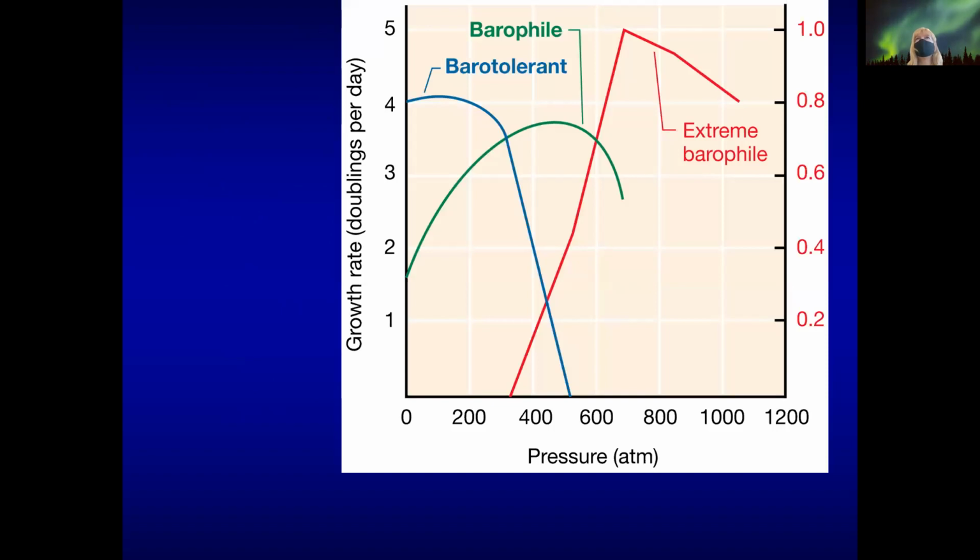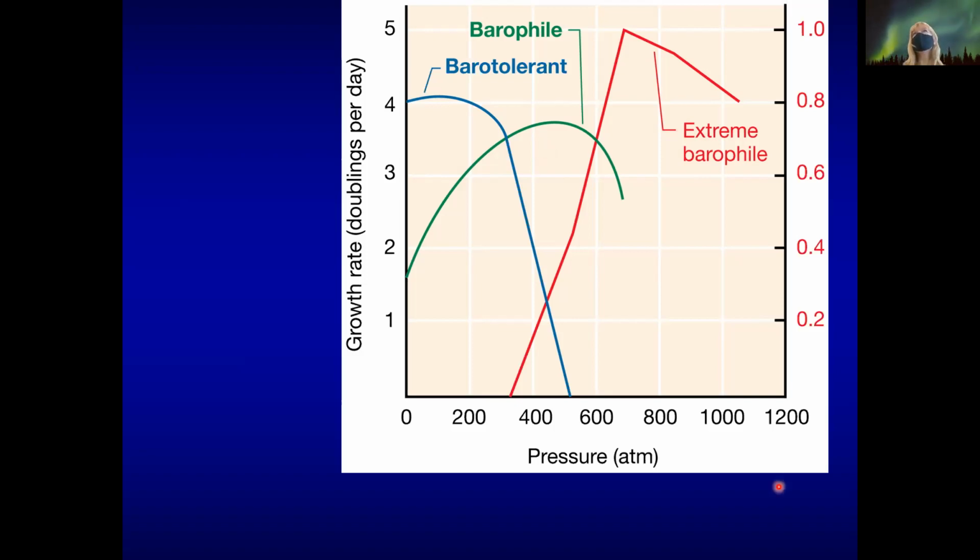This is just a visual of what we were just looking at, showing the general trade-off here. You have the barotolerant, which are more adapted to the upper reaches, but they're hanging in there until you get around 500 or so atmospheres, and their populations totally go extinct. The barophiles don't do so well in the upper reaches, but they're really happy at higher atmospheres of pressure, certainly more than the tolerant, and then the extreme barophile.